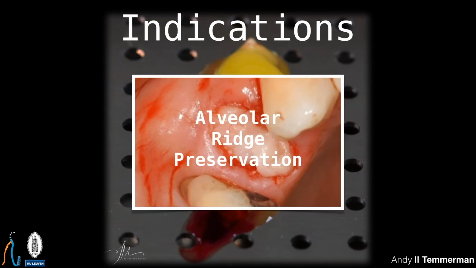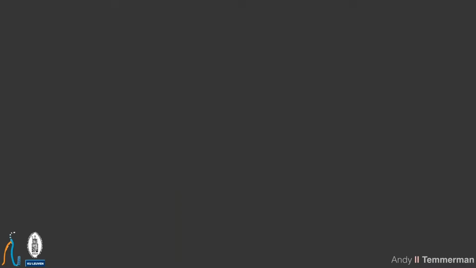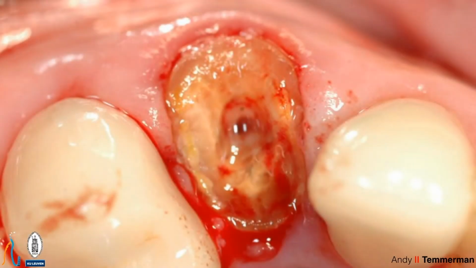Let's start with alveolar ridge preservation. Now we know from a background point of view that alveolar ridge preservation is a very interesting thing, and there are a lot of scientific investigations coming down to the question, what really happens when a tooth gets extracted? What happens biologically, aesthetically, volumetrically?